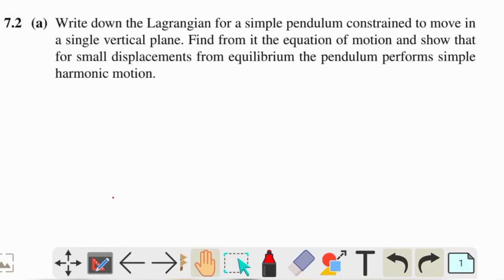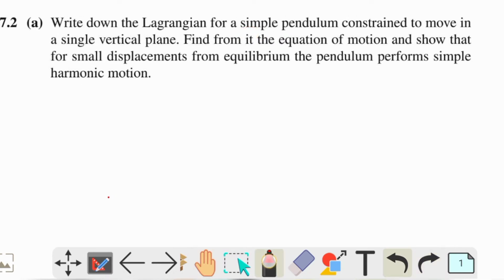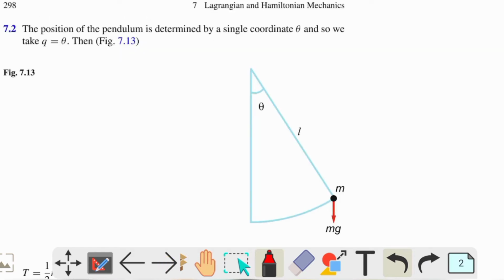Hello guys, in the last session we have solved the centripetal force problem with the help of Lagrangian mechanics. In this we are going to solve the simple pendulum problem which is moving in a vertical plane. So we are going to take polar coordinates and find the equation of motion with the help of Lagrangian mechanics.